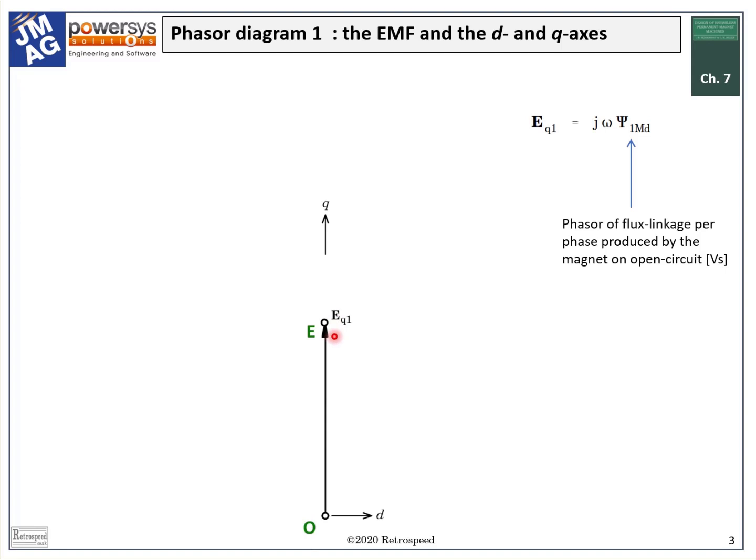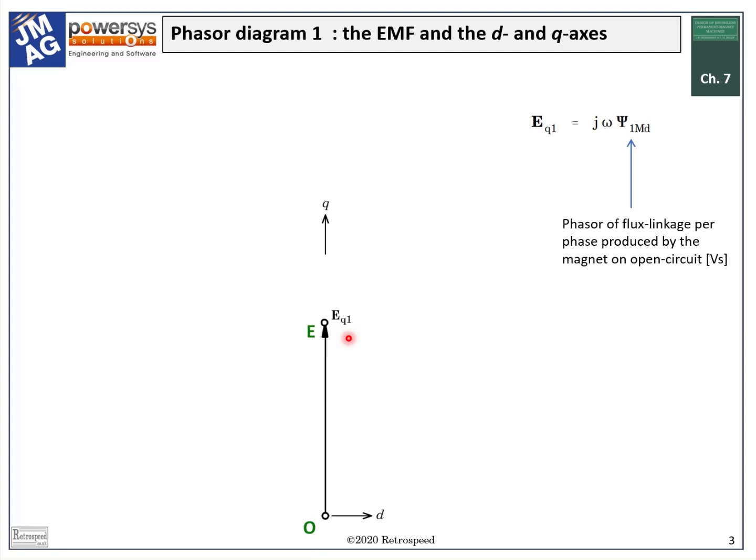The subscript Q is a reminder that the EMF phasor lies along the Q-axis, while the subscript 1 reminds us that the phasor represents the fundamental time harmonic component of the EMF waveform, which may, of course, contain other harmonics. Everything we do with the phasor diagram concerns only the fundamental time harmonic components of all the waveforms of current and voltage. All other time harmonics are left out.